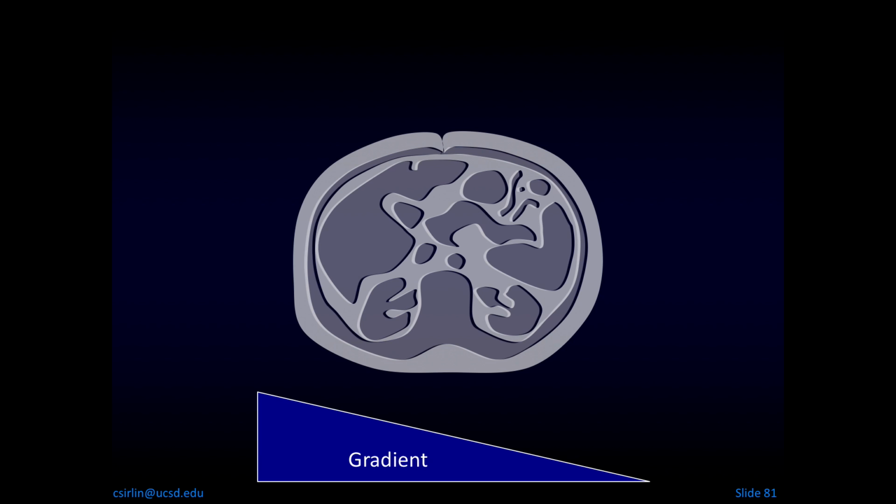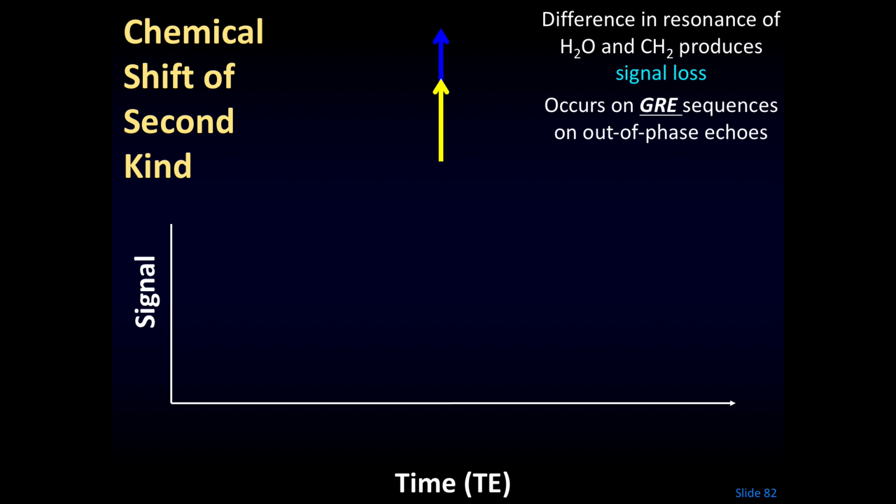And if you sort of imagine what it would look like for the water image to shift, then you get chemical shift of the first kind artifact, where on one side of the structures you see summation of water and fat, which causes brightening, and on the other side you see a signal void because the water has shifted out of that location and the MR scanner thinks there's nothing there. So this is chemical shift of the first kind.